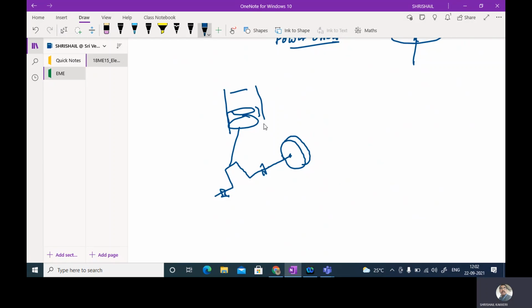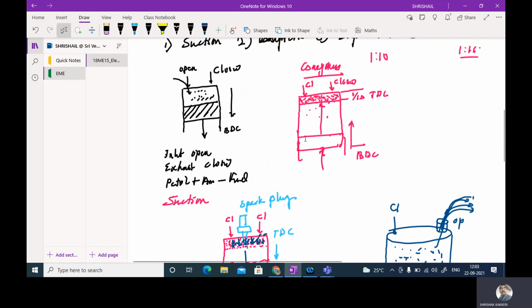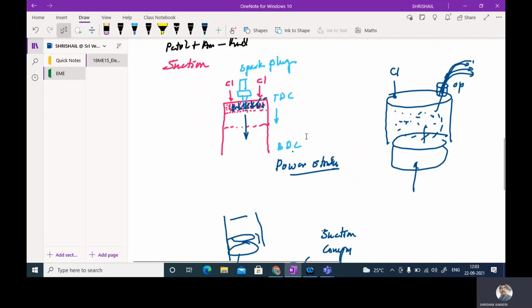And what happens during this power stroke, once the power is developed, some amount of power will be stored in this flywheel, and to perform the suction stroke and the compression stroke and the exhaust stroke, some amount of energy which was stored in this flywheel will be relieved from this. Okay, this is the working of the 4-stroke petrol engine.